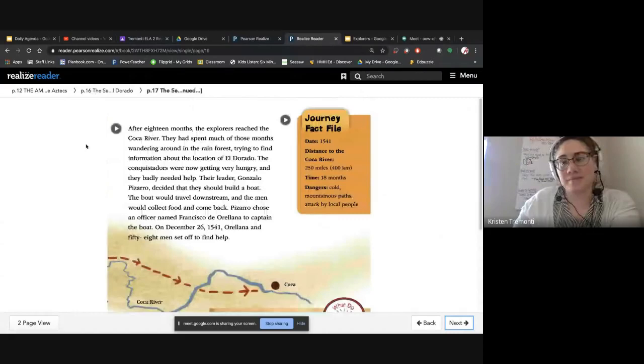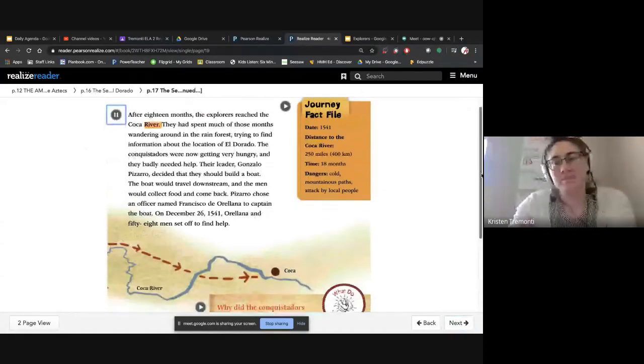After 18 months, the explorers reached the Coca River. They had spent much of those months wandering around in the rainforest, trying to find information about the location of El Dorado. The conquistadors were now getting very hungry, and they badly needed help. Their leader, Gonzalo Pizarro, decided that they should build a boat. The boat would travel downstream, and the men would collect food and come back. Pizarro chose an officer named Francisco de Orellana to captain the boat. On December 26, 1541, Orellana and 58 men set off to find help.